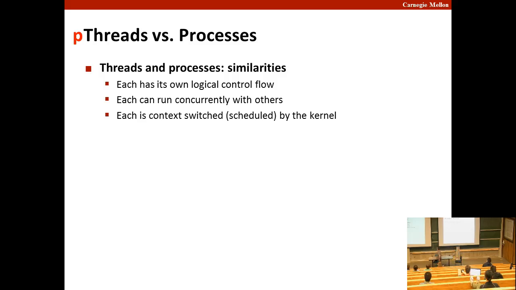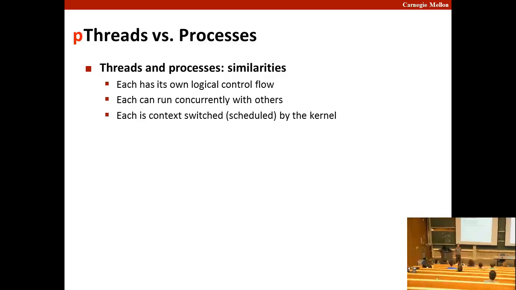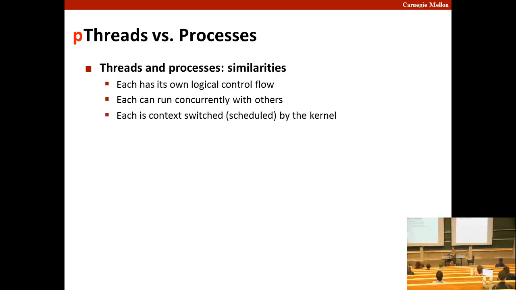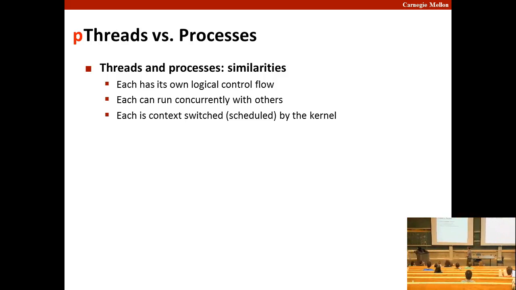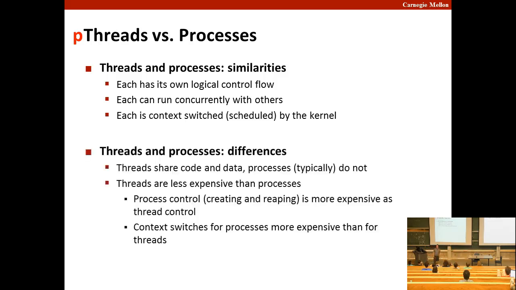In pthreads, each thread has its own logical control flow. In other words, each thread lives its own life, calls its own functions, does what it wants to do. Each thread can run concurrently with others. If you have a multi-core processor, you can have one thread on one core, one thread on another core. If you have a single core processor, they can interleave. They're separately schedulable. Each is switched. I don't run one thread to completion, then run another thread, at least not necessarily. They're interleaved. We have concurrency even if we don't have true parallelism.